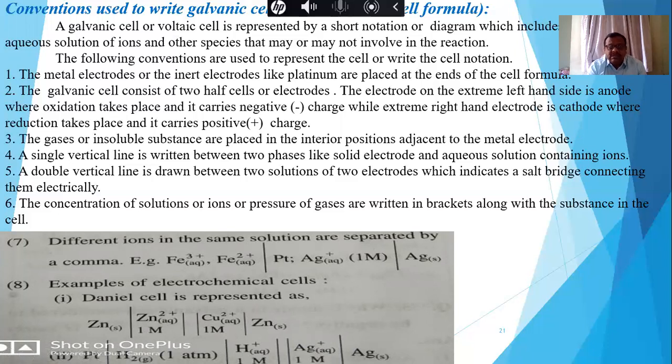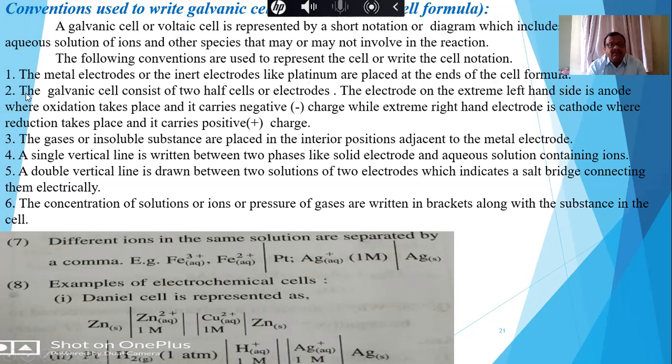The following short notations or sign conventions are used to represent the cell or write the cell notation. The first very important convention is that the metal electrodes or the inert electrodes like platinum are placed at the end of the formula.